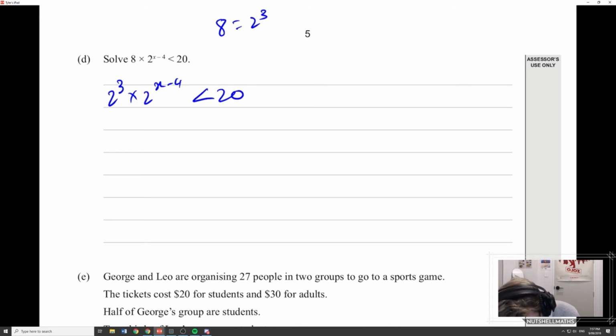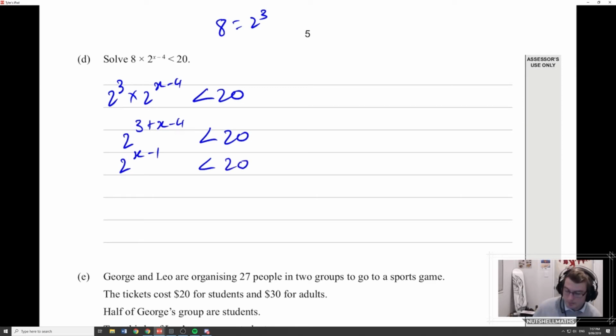We've got this. When we multiply powers, we add them. If they've got the same base, we're allowed to. When we multiply powers, we add. So this is the same as 2 to the 3 plus x minus 4 is less than 20. 2 to the 3 plus x minus 4, which is 2 to the x minus 1, is less than 20. And then you can probably just guess and check from here essentially.